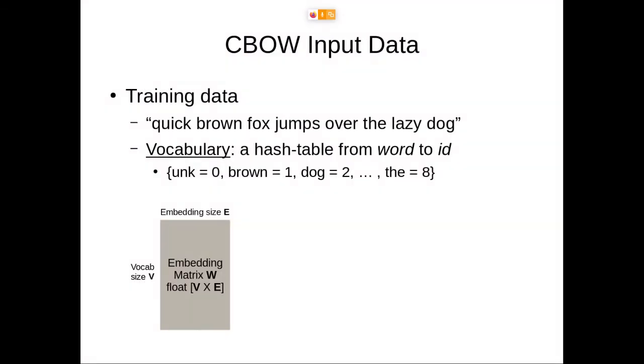To briefly go over how to train a CBOW, you really just need continuous sentences. You build a vocabulary based on the data. It's a hash table that maps the word to the ID. The most important part of the CBOW architecture is the embedding matrix we're trying to learn, where the size is vocab size by embedding size. To obtain the word embedding, we basically just take the row of that particular index.